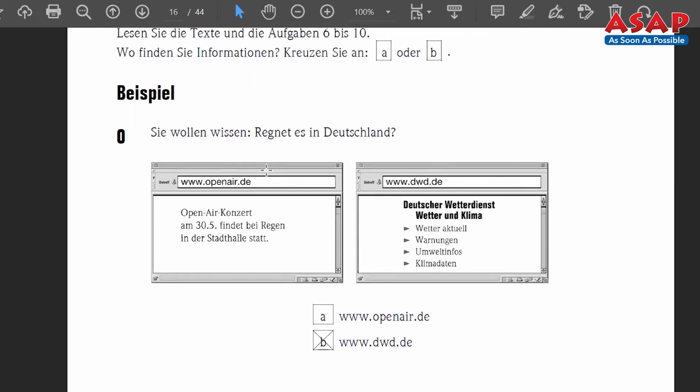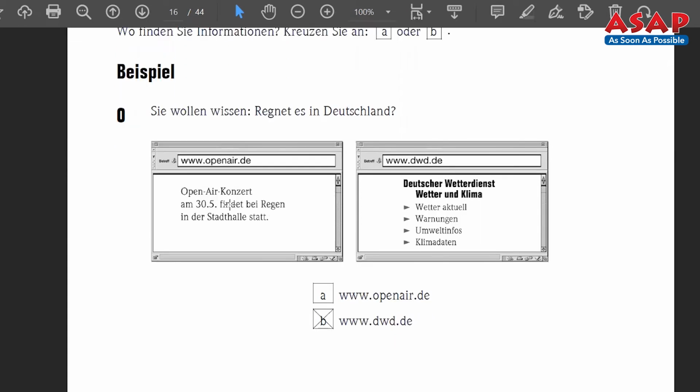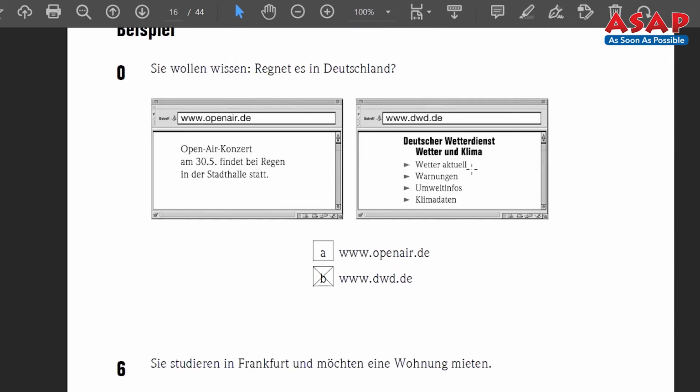So this is how your requirements will be when you are in Germany. You want to find out something. You will have some question, query, or purpose, and then you will Google, search, and find some websites. You should understand whether a website is helpful or not. For this purpose, you have to read the information and understand which website is helping you, the first one or the second one. In this case, the second one is helpful, so for the second answer you need to cross. You can see below that options A and B are there, and website B will help you find out if it is raining in Germany.